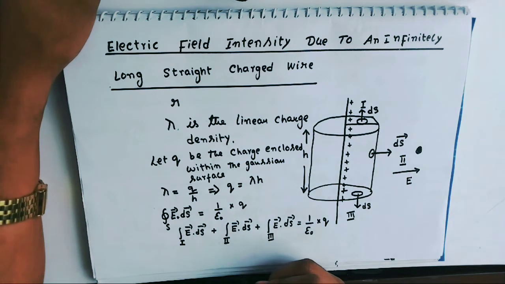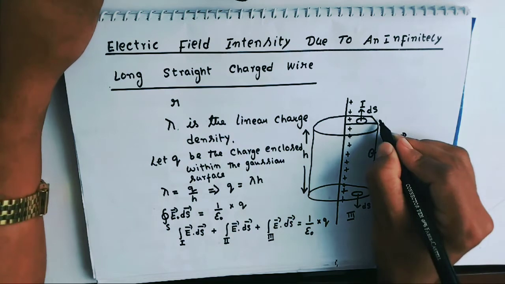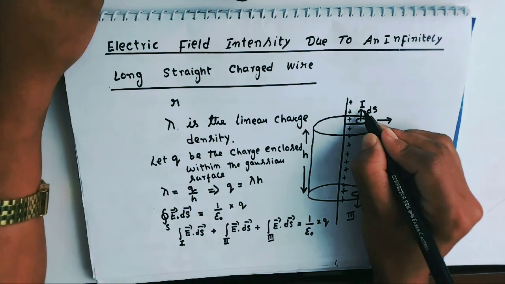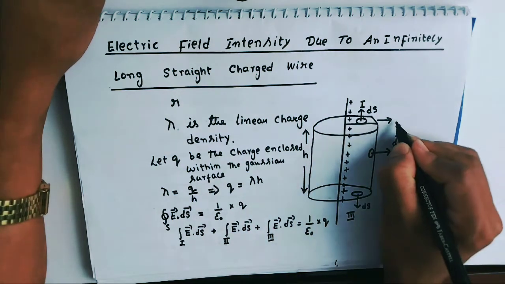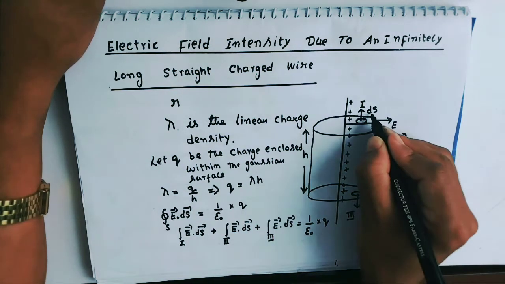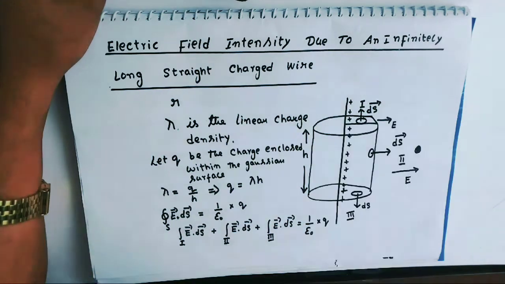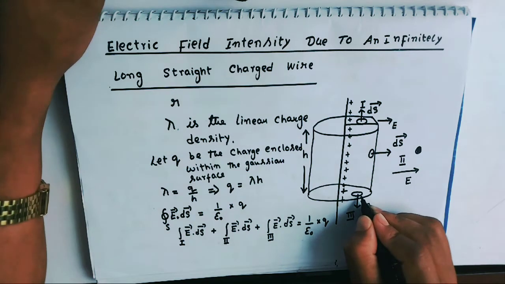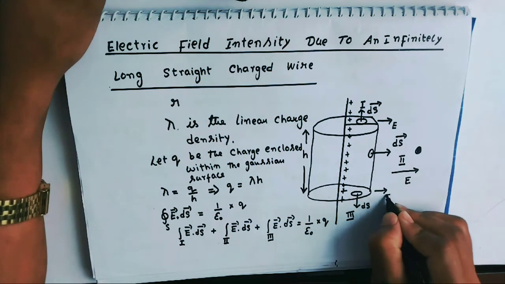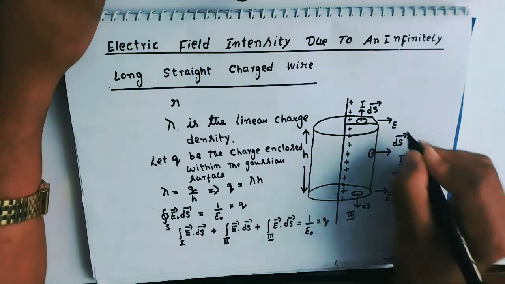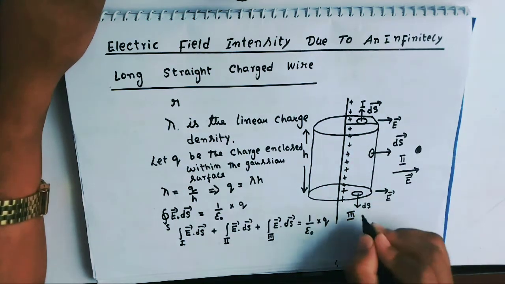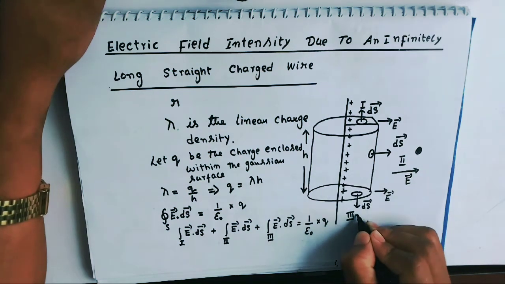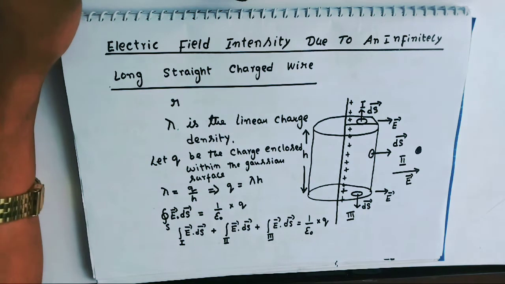So as we can see from here, in region 1 the electric field is in this direction, ds is in this direction. So the angle between this electric field E and ds is 90 degrees. Similarly, in region 3, the electric field is in this direction, like this, but the direction of this area ds is in this direction. The angle is 90 degrees.